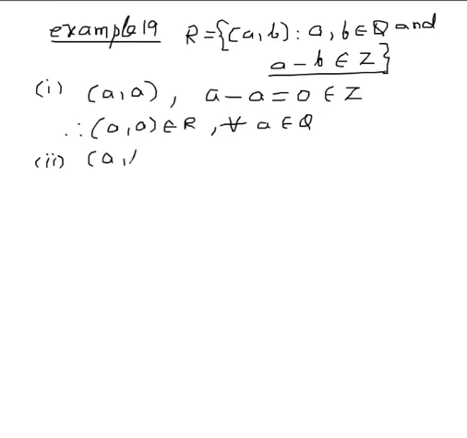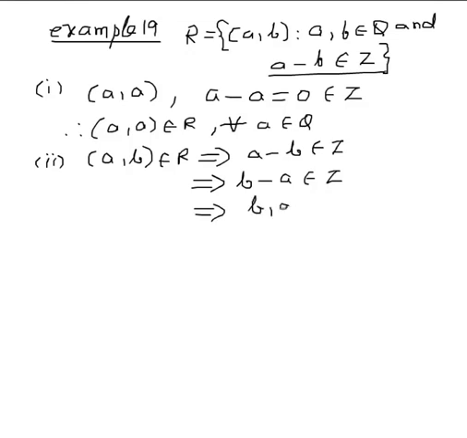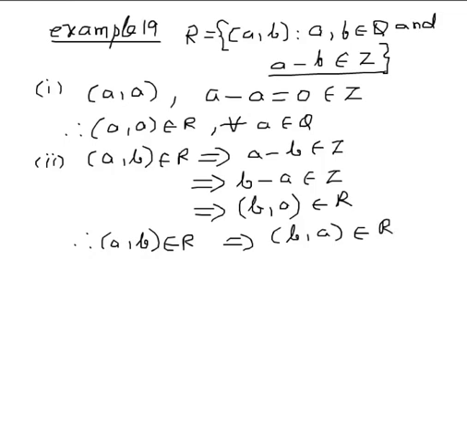Now, second subdivision, A comma B belongs to R. So the condition has to be satisfied. A minus B should be an integer. If A minus B is an integer, B minus A is also an integer. So I can say that B comma A also belongs to R. That's what we have to prove. Therefore, A comma B belonging to R implies B comma A is also in R.